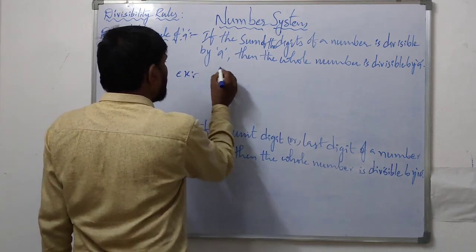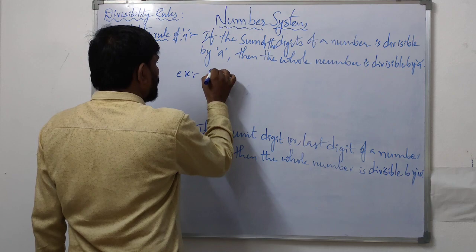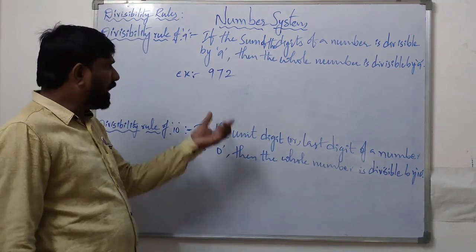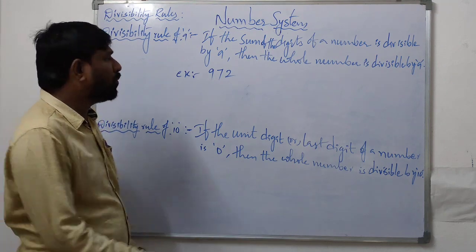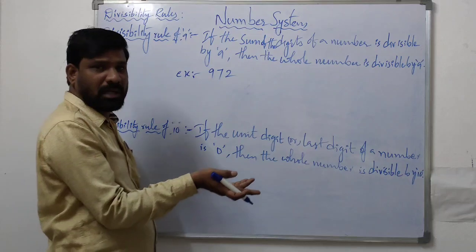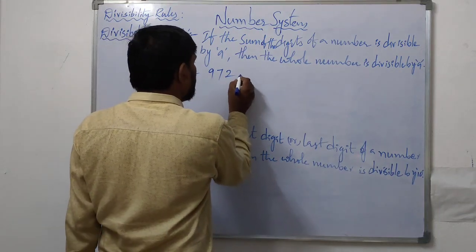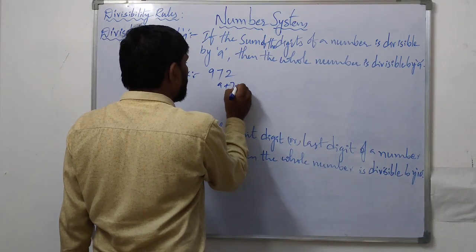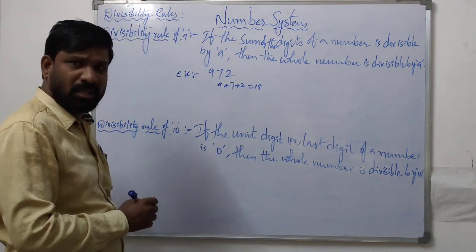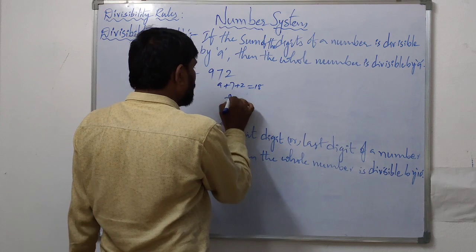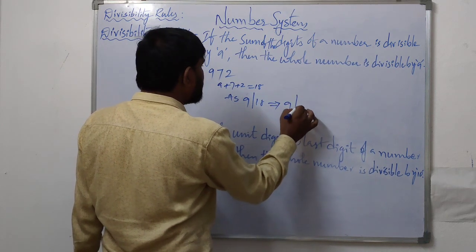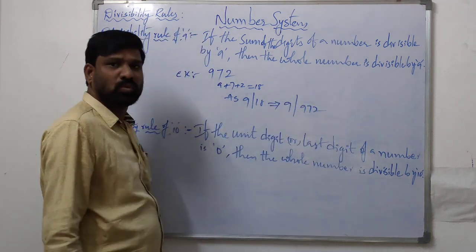Suppose you take any number, say 972. Will it be divisible by 9 or not? We have to check whether the sum of its digits is divisible by 9 or not. What is the sum of the digits here? 9 plus 7 plus 2. How much will it be? I think 18. Will it be divisible by 9? Yes, as 9 divides 18, it also divides 972.